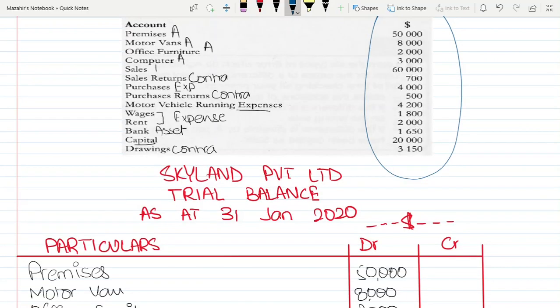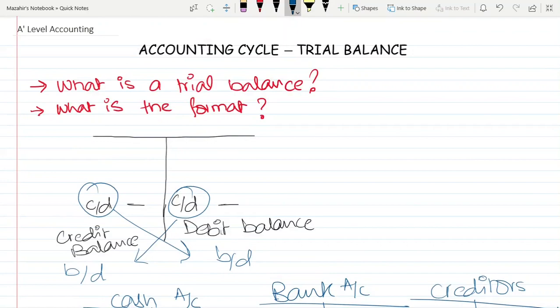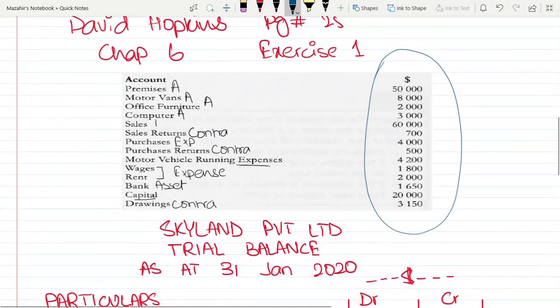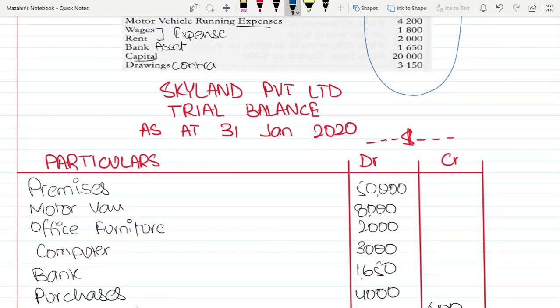Just to recap what we studied today, we studied what is the trial balance. It is basically the extract. What is the format? This is the format. And third, what is the purpose? The purpose for trial balance is to check that the accounting cycle till now is correct or not, and it also has a second purpose, that it is the starting point for making our financial statements, which we will make in our next lecture.